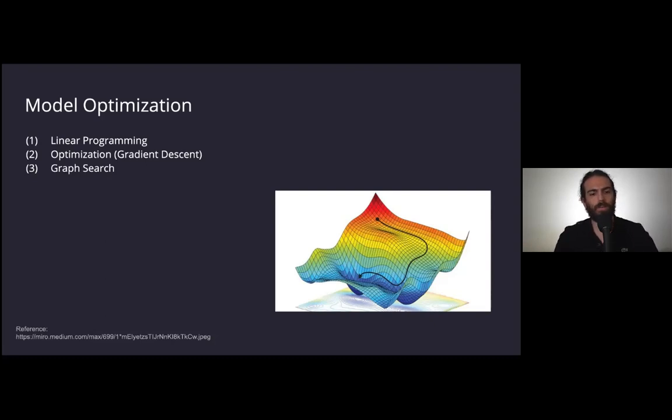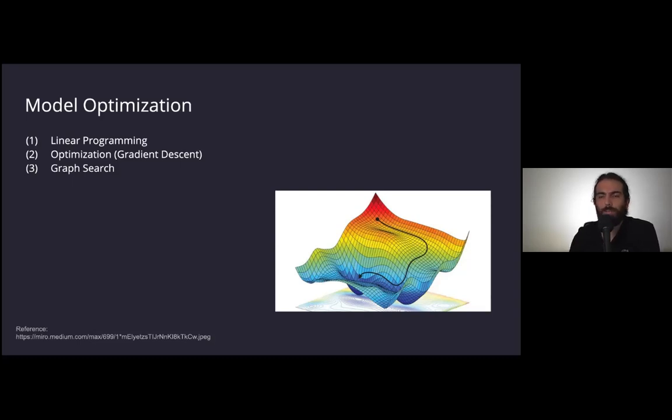So what are some techniques for optimizing your model? Well, what does optimization mean? Let's say you've trained your machine learning model and you want to make the model more accurate or reduce the loss of the model.